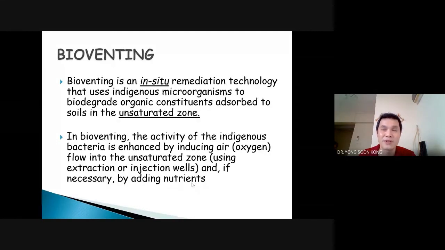If they're not fertile, you give them more nutrients, and some of the soil also may be quite dry. If they are dry, once again, you also need to give them enough water. So the keyword is enough water, not too much water, because if it's too much, it becomes saturated, and there you go. You cannot use bioventing.